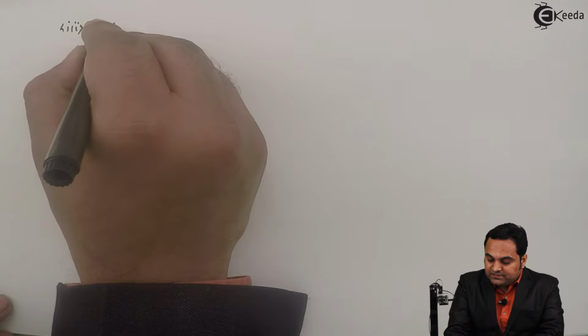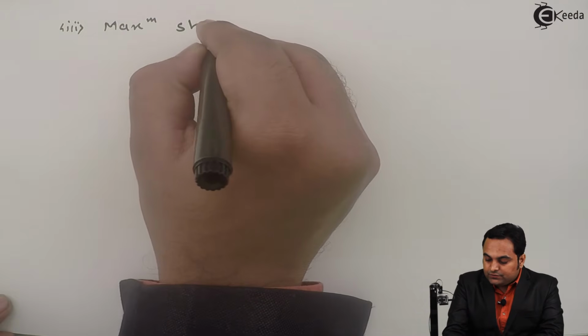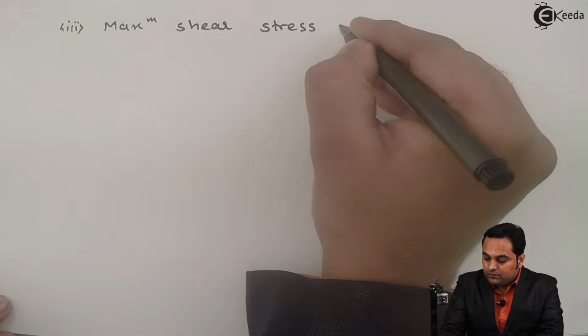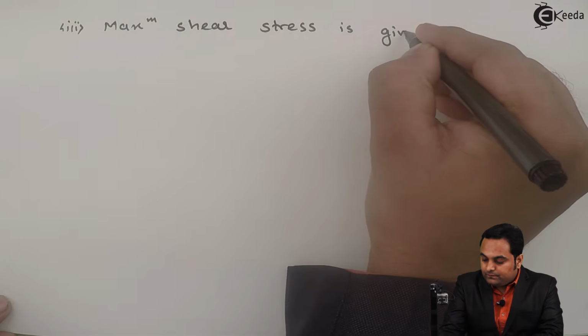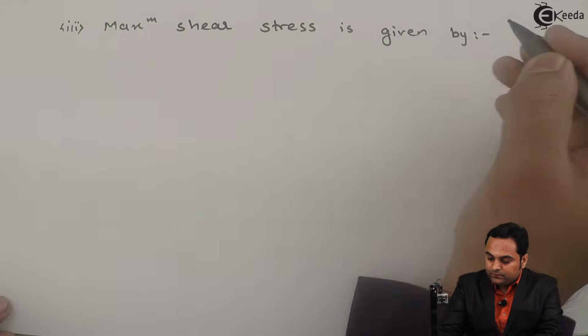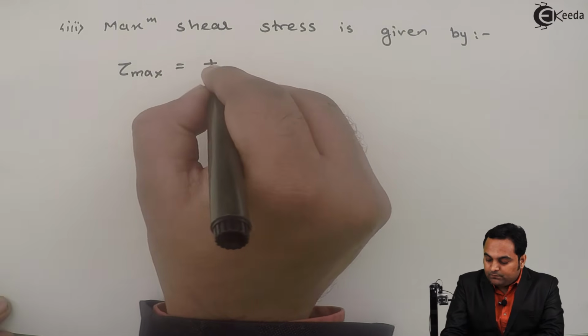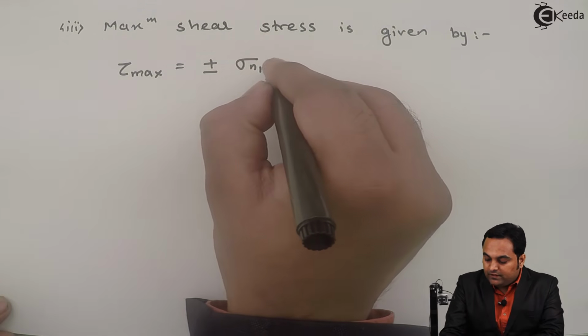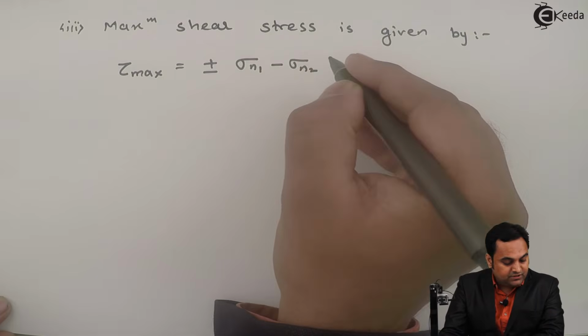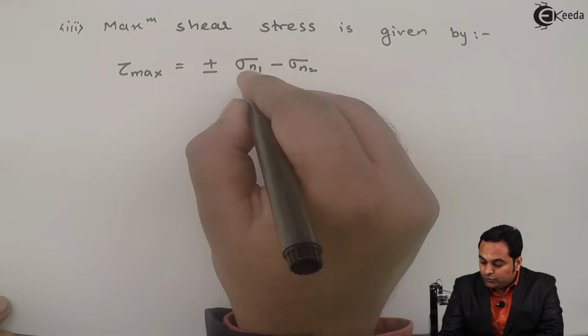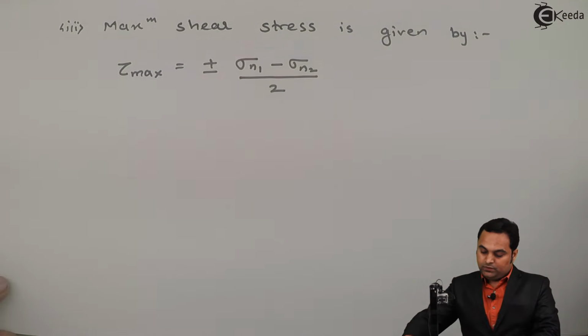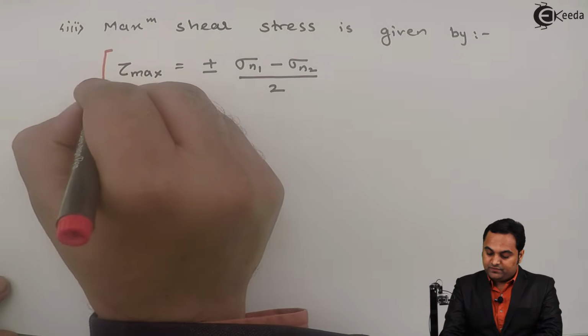So I'll say that maximum shear stress is given by tau max is equal to plus or minus sigma n1 minus sigma n2 upon 2. This is the formula of maximum shear stress.